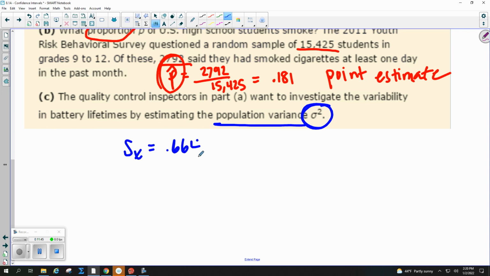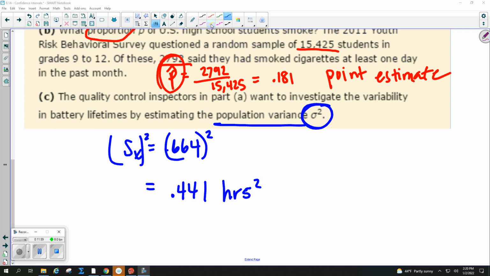However, this is the standard deviation. It says to use the variance, so I need to square both of those. And so my units would be in hours squared. So again, you guys, this is the point estimate, which I am using to then form an interval to guess what the population variance is, because we don't know the true population variance.